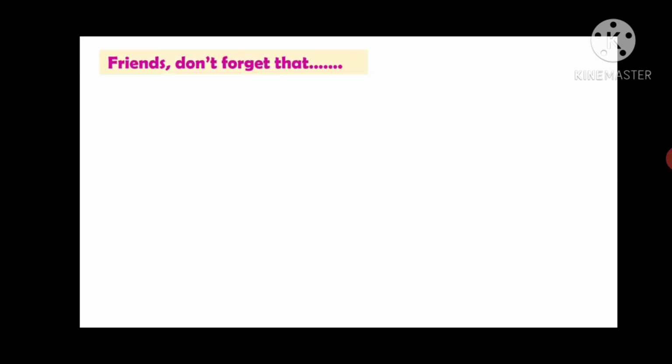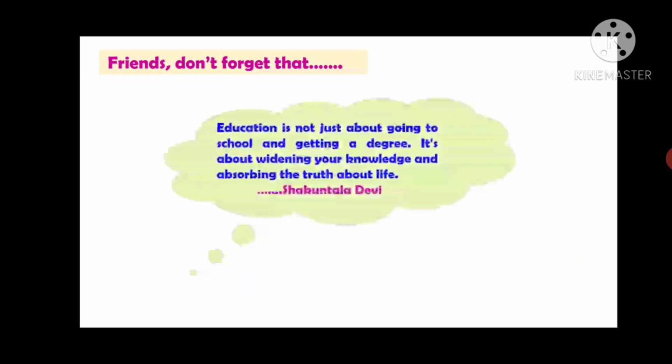Friends, you should not forget the famous words of Shakuntala Devi. Education is not just about going to school and getting a degree. It's about widening your knowledge and absorbing the truth about life.